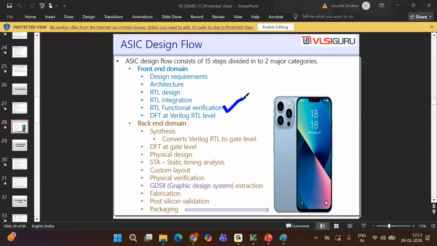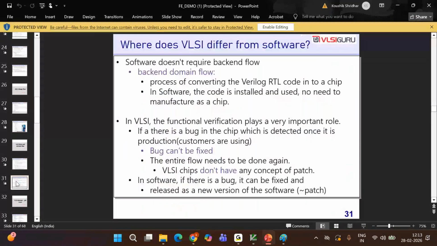By developing a robust test bench using UVM, SystemVerilog, and digital concepts. Understood my point? So if there is a bug in the chip which is detected once it is in production, and customers are using it, the bug cannot be fixed.